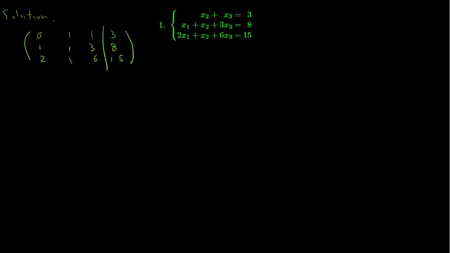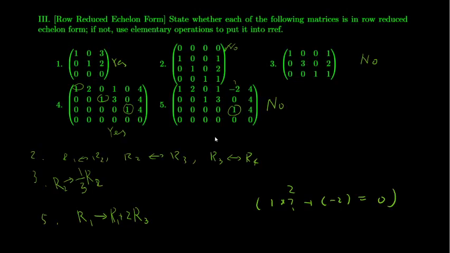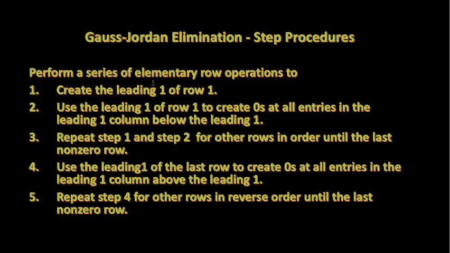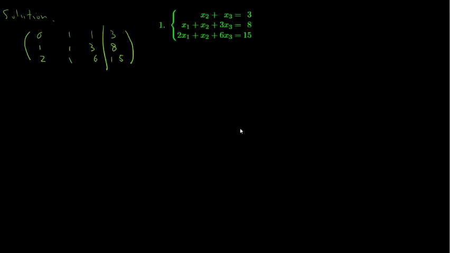And then look at the step procedures. The next thing we do is to create leading one, to make leading one of row 1. Basically, we want to make this location 1, this location 0. There are many ways we can do, but the simplest way, anybody want to tell me how to make this location 1? Interchange by row 2. Yeah, interchange row 1 and row 2.